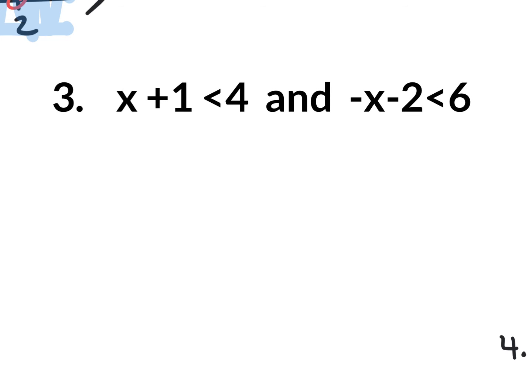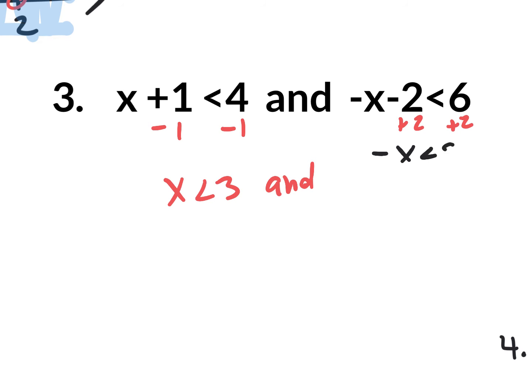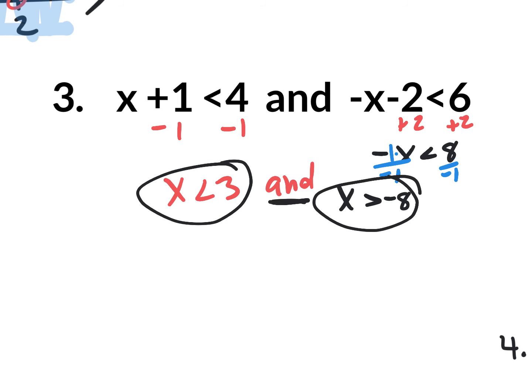The left one, super easy. Subtract 1, subtract 1. You have x is less than 3. Boom. Then we have the word and. The other one, plus 2, plus 2. We end up with negative x is less than 8. Now we need to divide both sides by negative 1. Or you could multiply both sides by negative 1. Either way, on your last step, you are multiplying or dividing by a negative, which means you have to flip the inequality symbol. X is greater than negative 8. So we have this answer, we have this answer, and we have the word and.